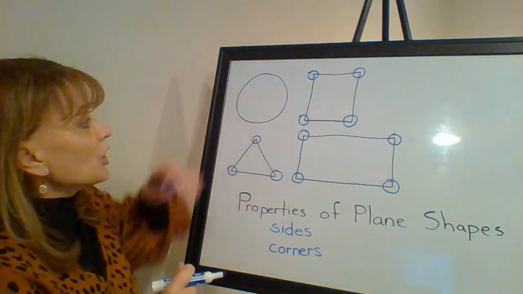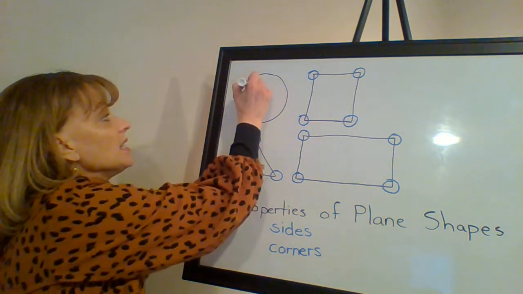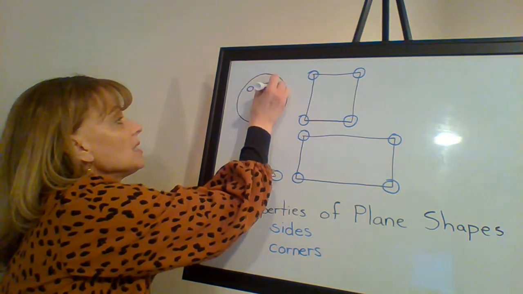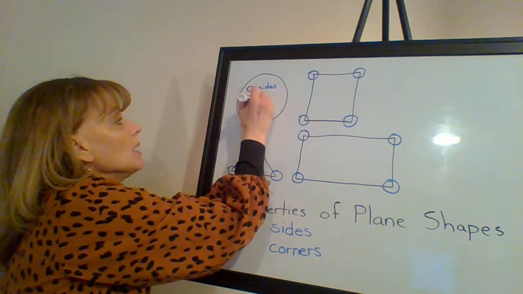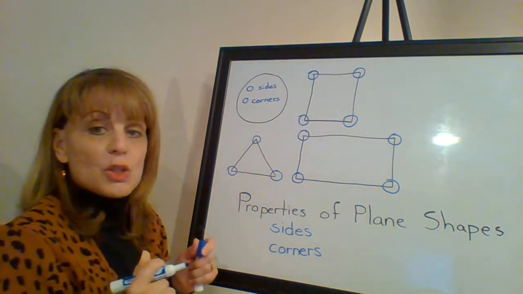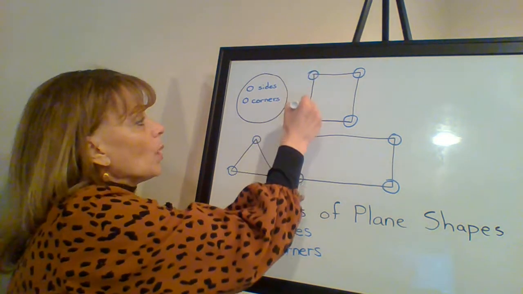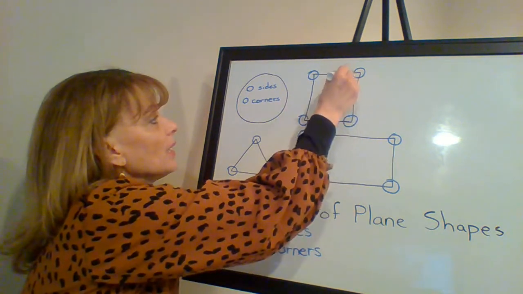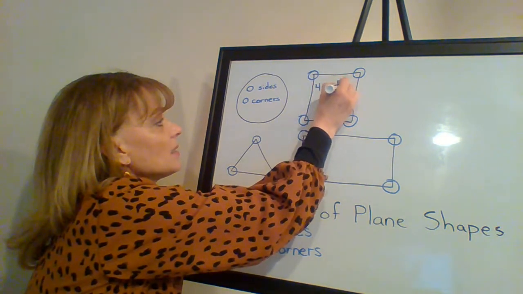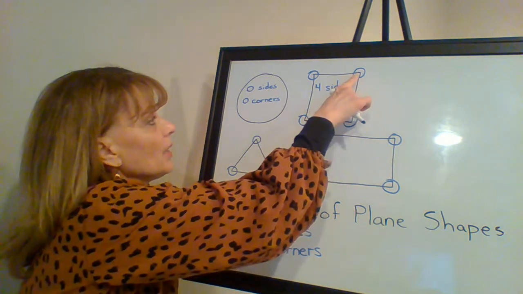So let's look at a circle. How many straight sides does it have? Zero. Zero sides and zero corners. How about the square? How many straight sides does it have? 1, 2, 3, 4. So 4 sides. And how many corners does it have? 1, 2, 3, 4.